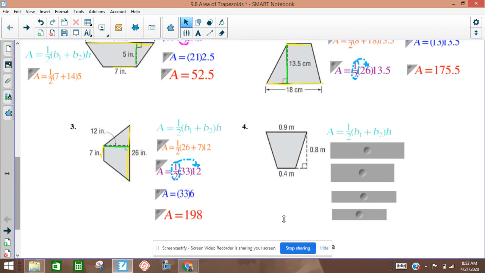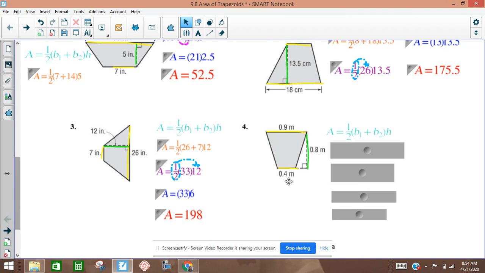Last example. Once again, if you want to try it, pause the video so you can try it on your own and compare your work with mine. So here we go. We have bases of 0.9 and 0.4. And notice this one, the height, they put it here on the side, just indicating that our height is 0.8.